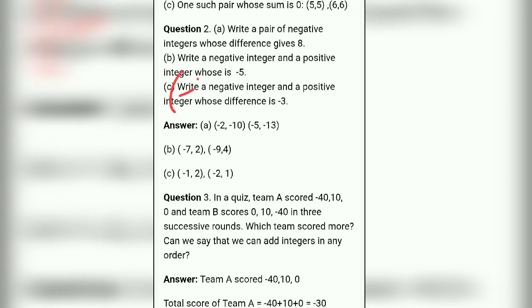Let's suppose minus 3. First of all, assume one negative integer. Then the difference gives 8. For difference, we need to use the subtraction process. The second number I don't know, so x. Difference gives 8. Answer is 8. You can also use this method.